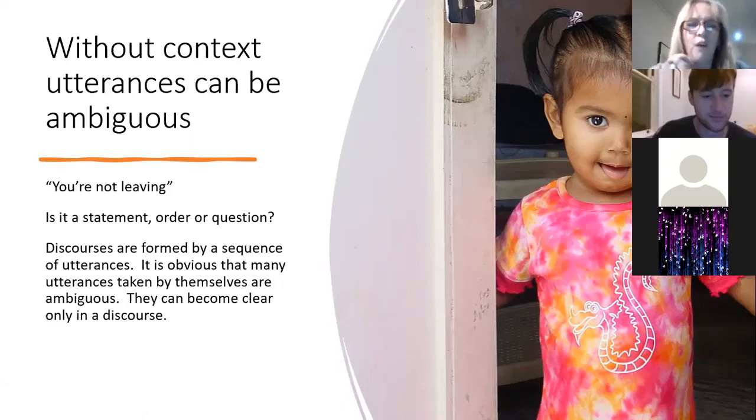So discourses are formed by a sequence of utterances, and it's obvious that many utterances taken by themselves are ambiguous. They can become clear only in a discourse. Okay, so we're looking at how context adds. So even intonation is part of context. Okay, let's move on.